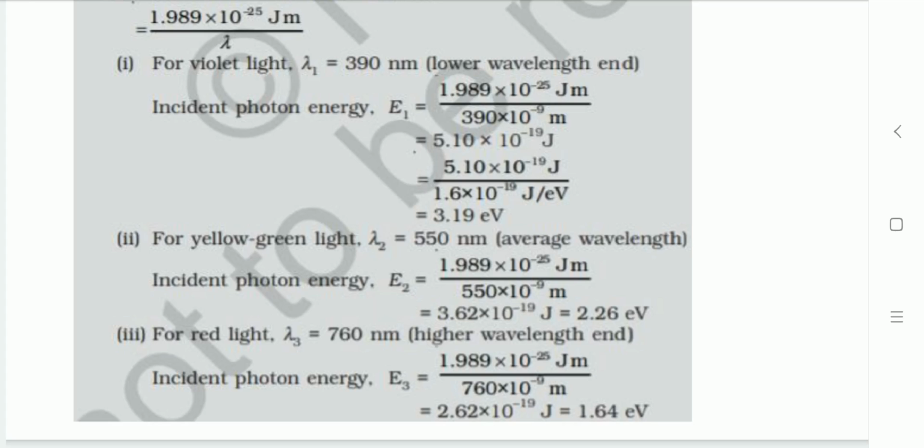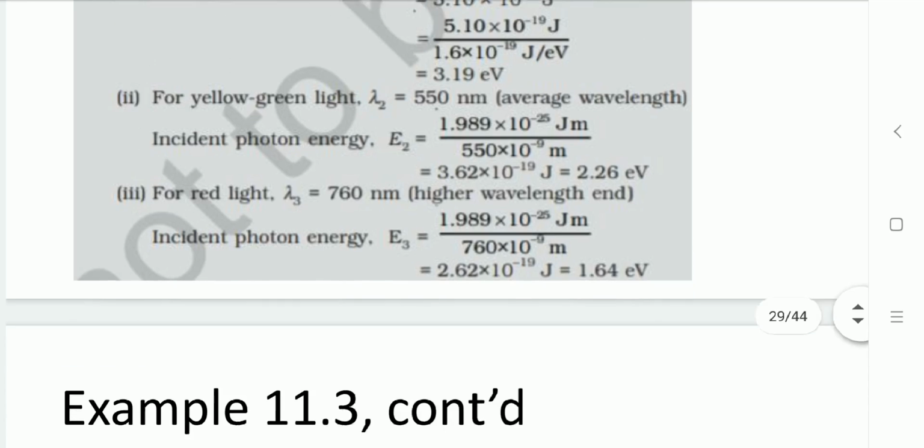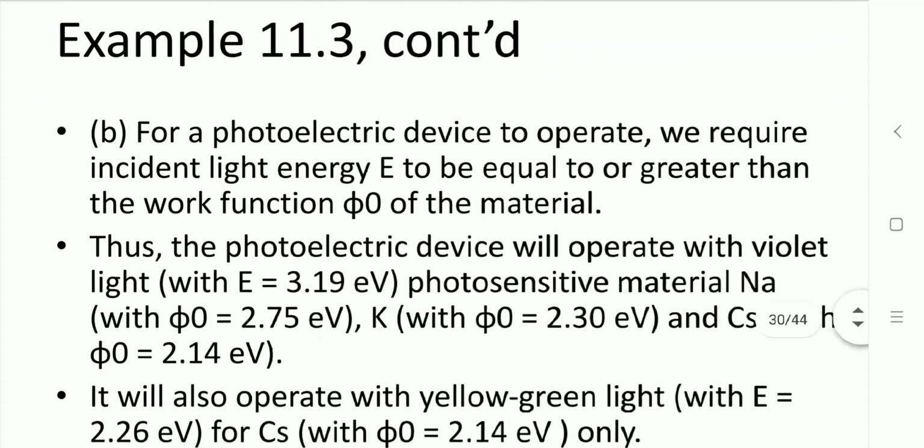Now, next we need to choose the metal. For this photoelectric device to operate, the energy E should be equal to or greater than the work function. So this photoelectric device will operate with violet color, which has energy 3.19 electron volt. For that, we need to choose a material whose work function is less than 3.19 electron volt. From this table, we get Na, K and Cs as materials having a work function value less than this. So these metals can be utilized to construct the cathode and anode grid.